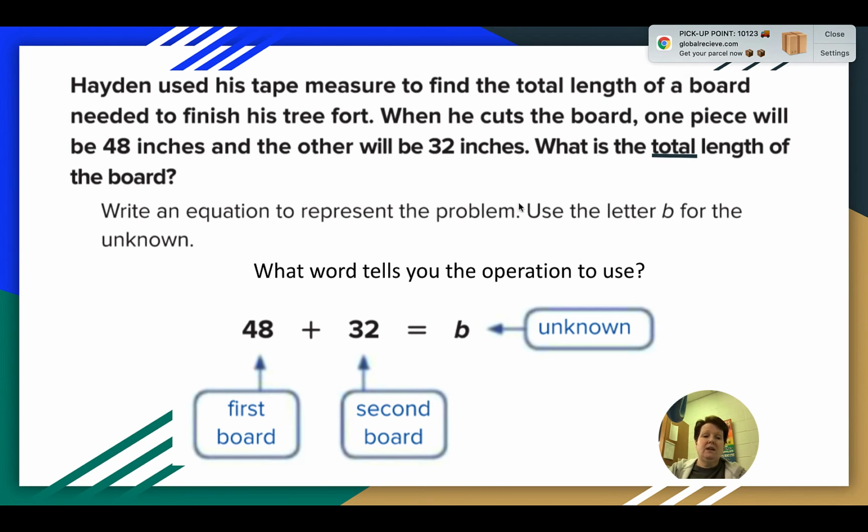So we're going to take 48, which is the size of the first board, and 32, which is the size of the second board, and we're going to use the letter B for board, and we don't know what that is until we do the addition to tell us what it is. So if you add 48 and 32, what do you get? If we add 8 and 2, we get 10. So you know that there will be a 0 in the ones place. Then we add 3 plus 4 plus the 1 that goes with the 10, and we get 80. So B would equal 80.